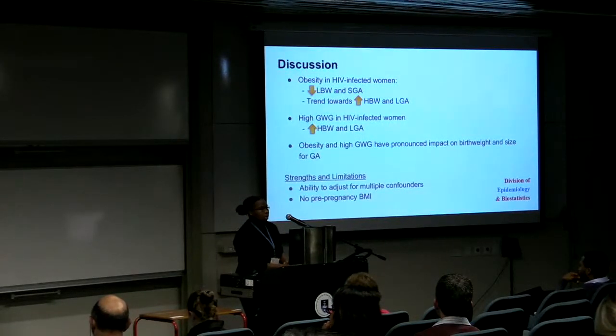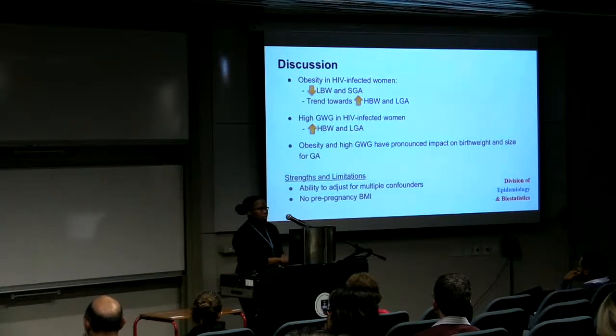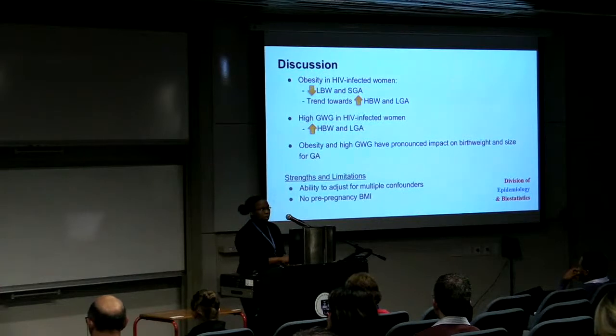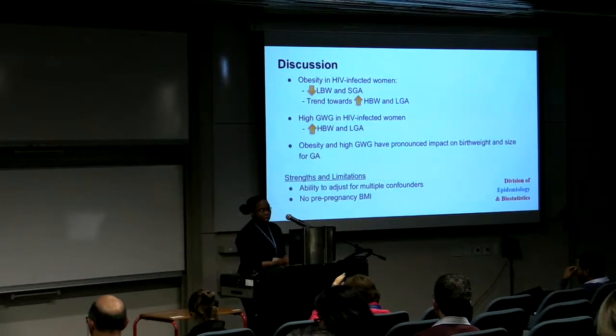And so these results suggest that obesity and high gestational weight gain have more pronounced impact on birth weight and size for gestational age compared to HIV infection alone. However, we can still see the individual effects of HIV infection. And so the limitation of this study is that we did not have a pre-pregnancy BMI, and so we are reporting on obesity in the first antenatal care visit, but we were able to adjust for gestational age at enrollment in the analysis.